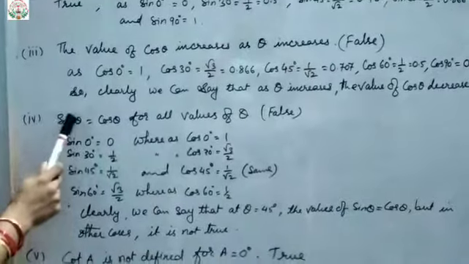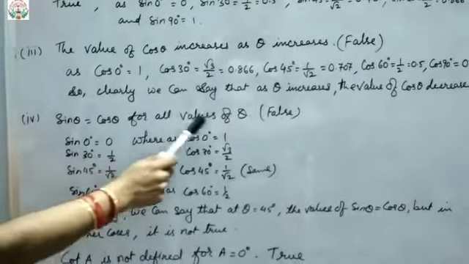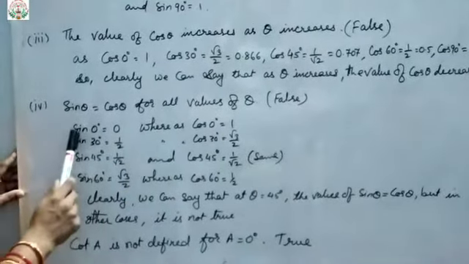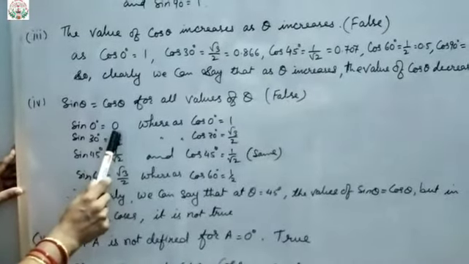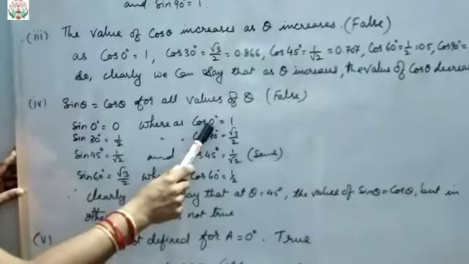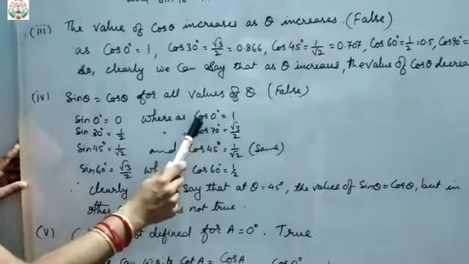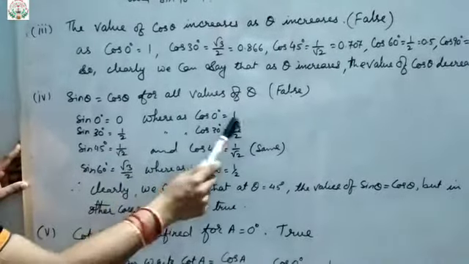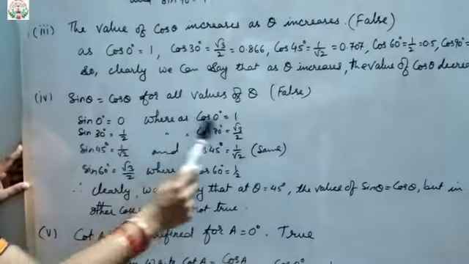Okay. Now here fourth question is, sin theta equals cos theta for all values of theta. This is also false. Why? We will see. Now when we are putting theta as 0, sin 0 equals 0. Same here we are putting value of the theta as 0 for cos. So cos 0 degree will be equal to what? 1. So is this matching? 0 is equal to 1? No. That means it is not true.